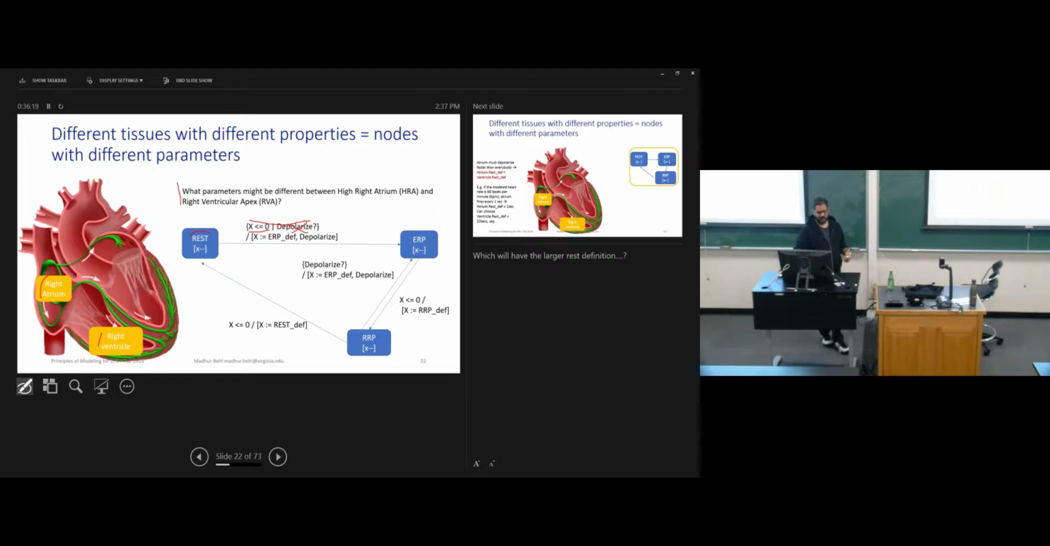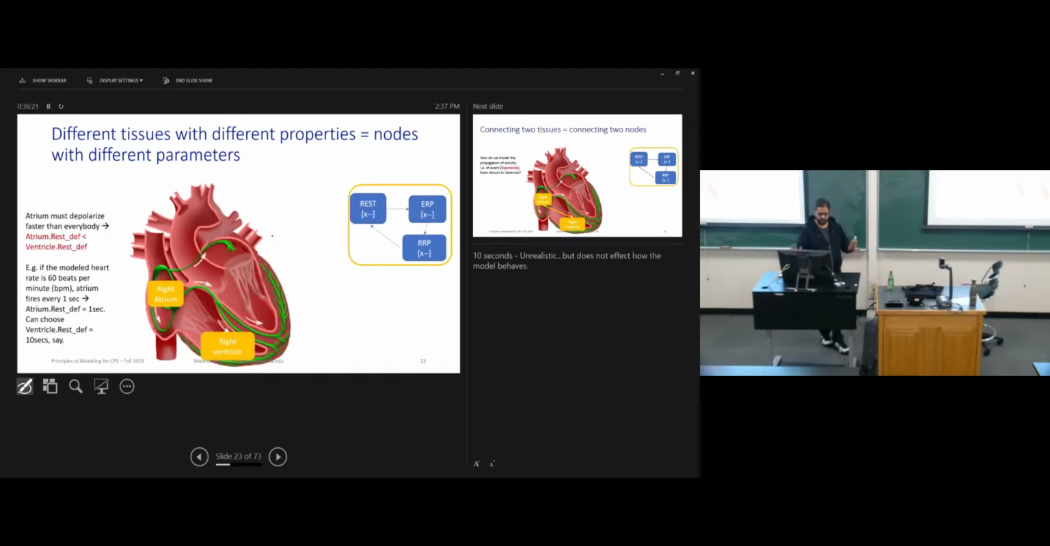Right? So one of the things is if we had two of these automatons, so each of the atrium and the ventricle is being modeled using this node automata, we have to ensure that the rest period of the atrium is less than the ventricle. Now let me address one of the points which was brought up.